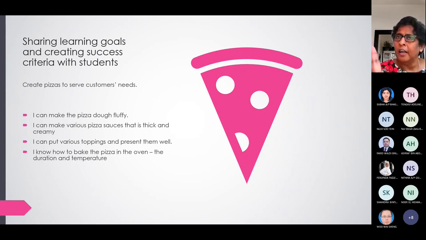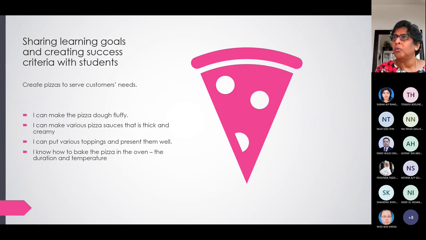If it's a lower order learning outcome, okay, no need to do this. But if it's a higher order learning outcome, you know that you cannot achieve that learning outcome in one lesson or two lessons. You must have at least a few lessons, okay? So for this case, create pizzas to serve students' needs. You can't do it in one day.